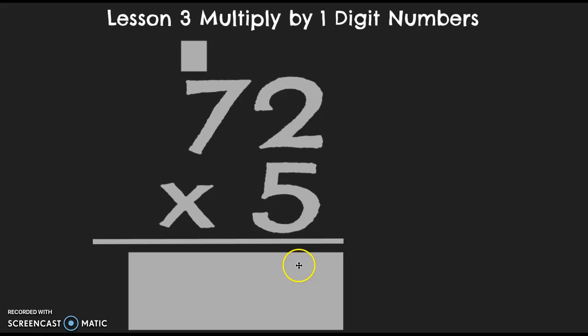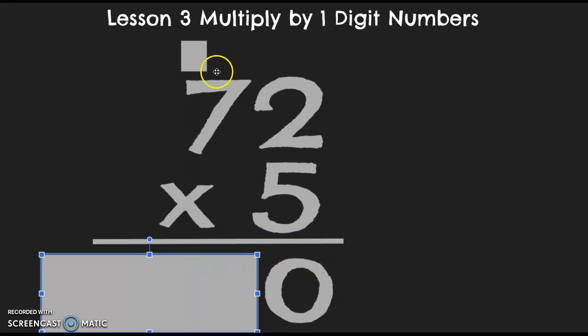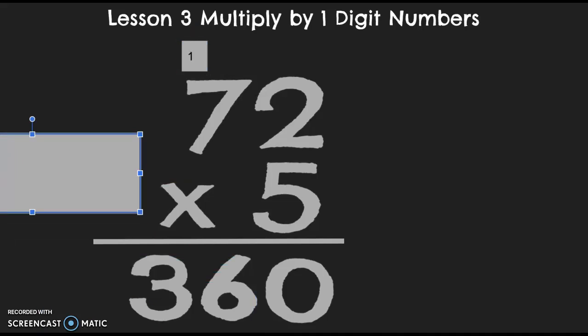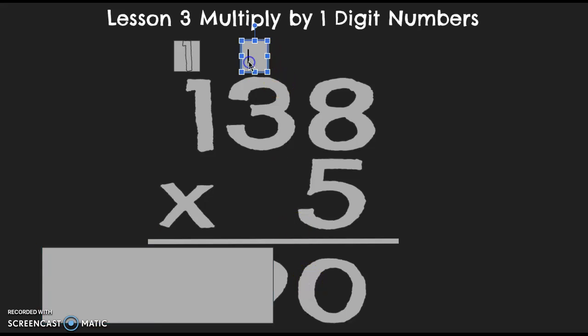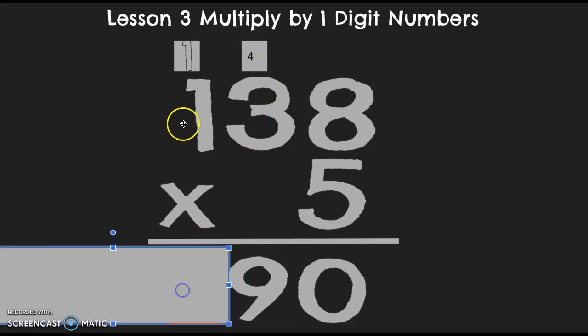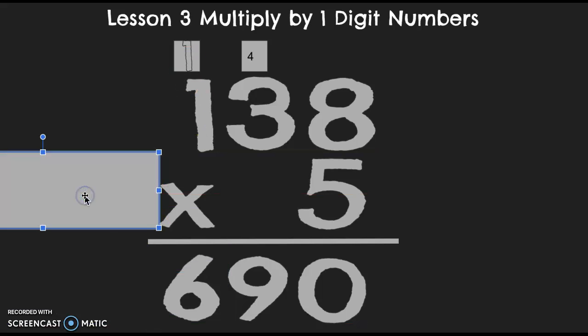72 times 5. 5 times 2, 10. Carry my 1. 5 times 7, 35. Plus 1, 36. 8 times 5 is 40. Put a 4 up here. 5 times 3 is 15. Plus 4 is 19. Carry a 1. I think you can see a 1 there. 5 times 1 is 5, plus 1 is 6. 690.